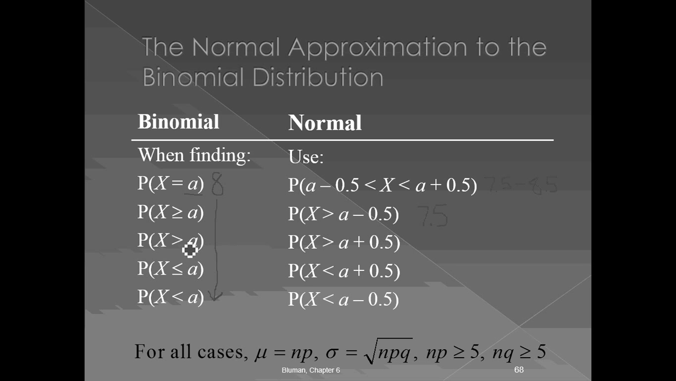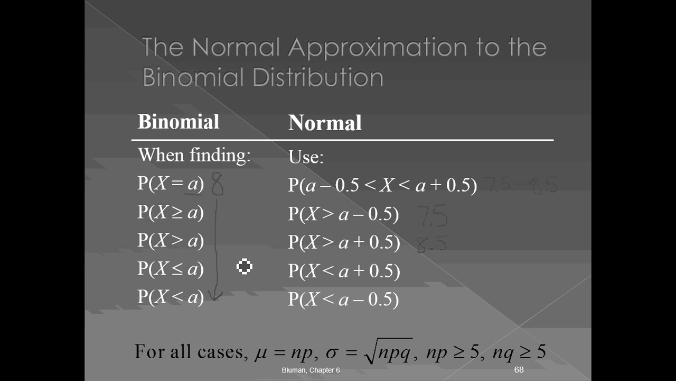If you're going just greater than 8, you don't want to include 8. So you're using the correction of 8.5. This would not include 8 at all. So remember, you always have to have that little correction. And if you're including 8, you go a little bit less than 8. If you're not including 8, you go a little bit more than 8.